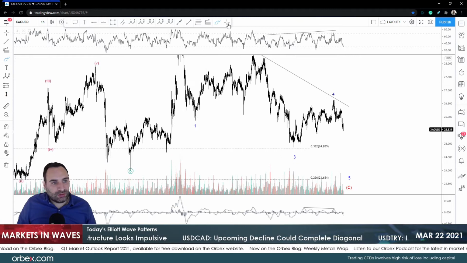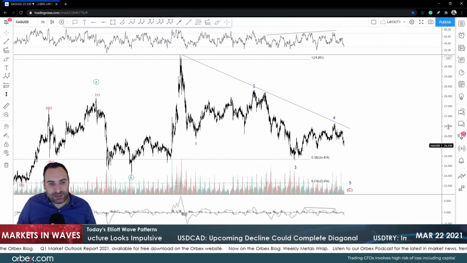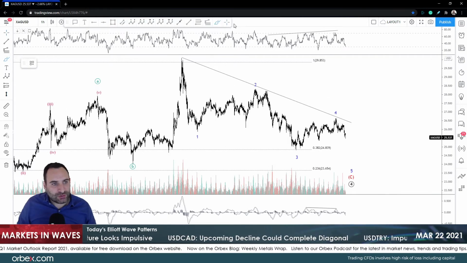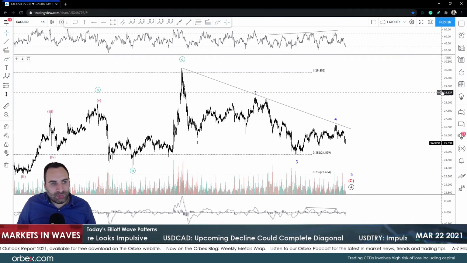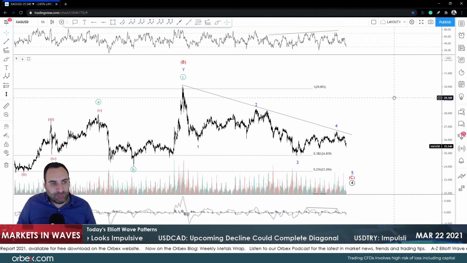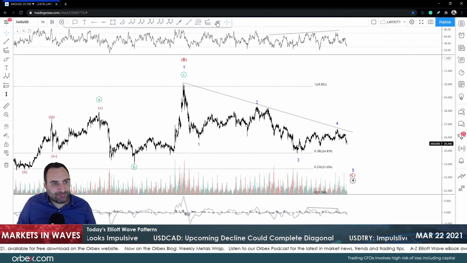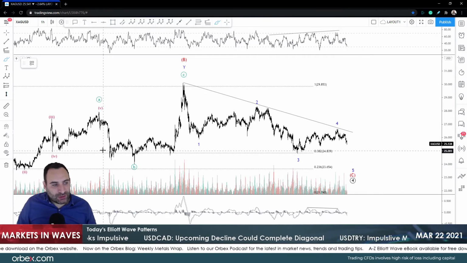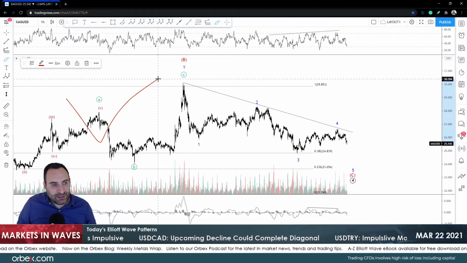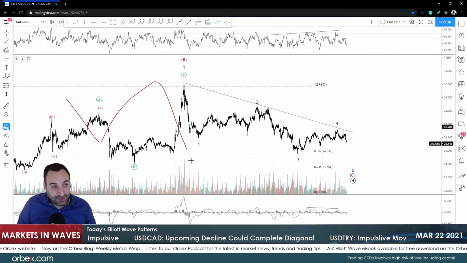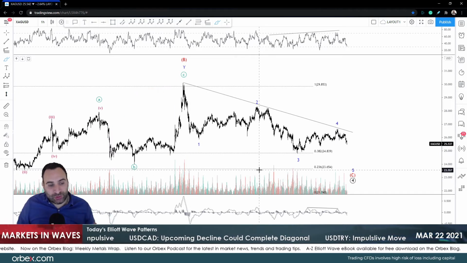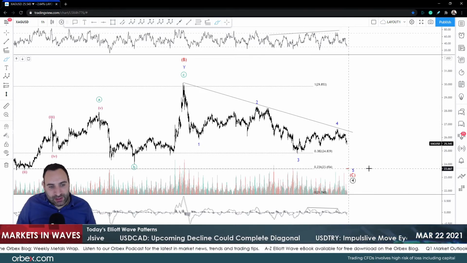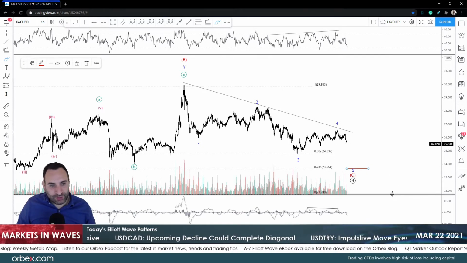Now silver, we also looked at this potential ending diagonal here, a bit of a weird structure for an ending diagonal, one might say, but still it's the only play, let's just call it, that we have for this particular opportunity right here, because this is an A, B, and a C for a running flat, okay? Because we don't want to go below the previous low. So I'm looking at 23.65, guys, okay?